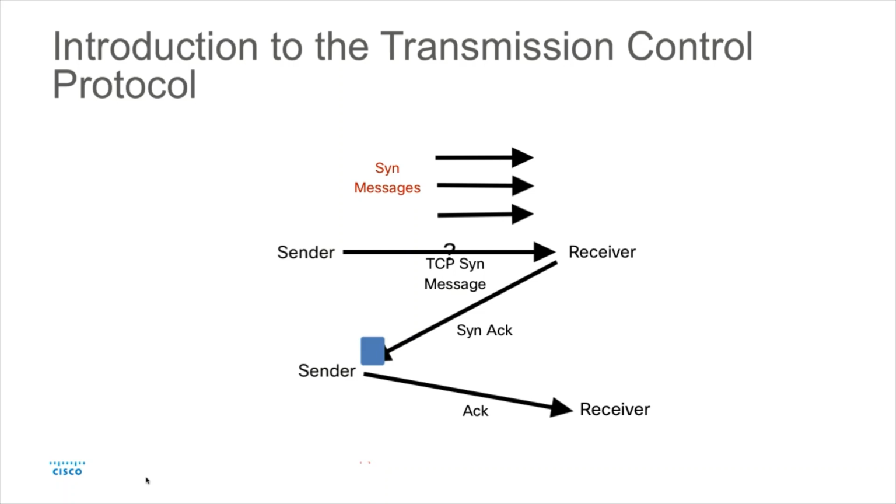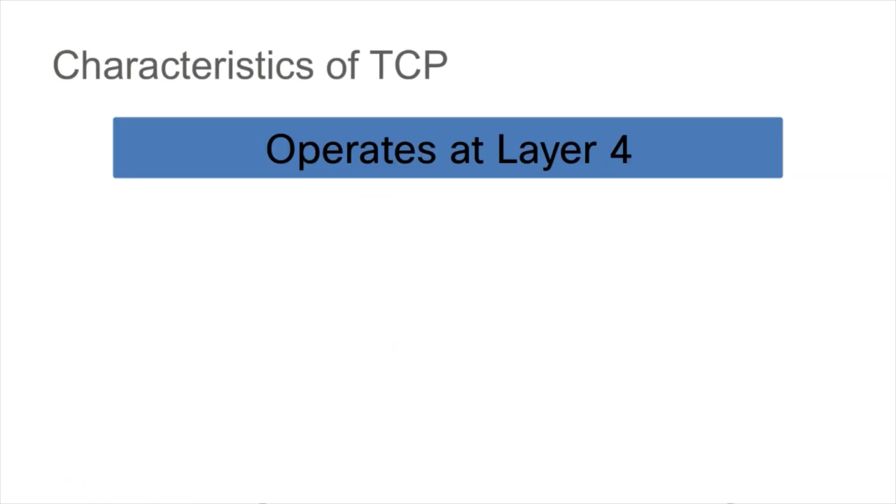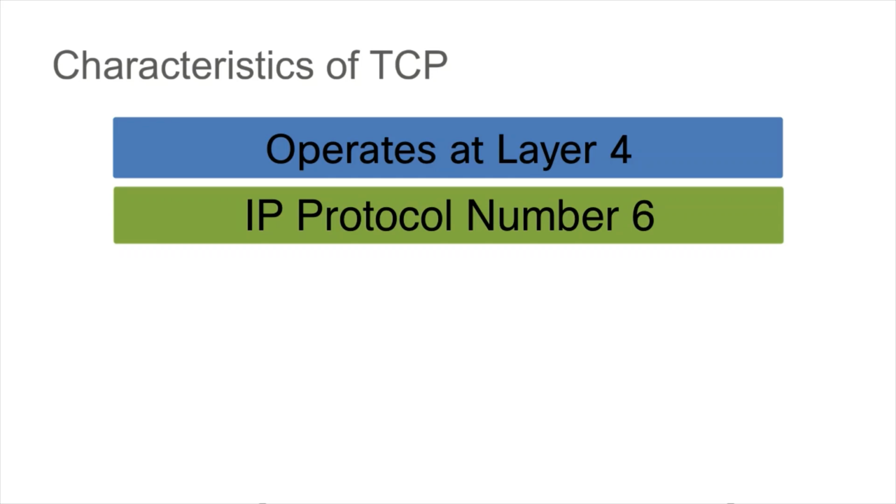It's a must to understand how TCP should function. Now, TCP operates at layer 4 of that OSI model that we've talked about. It's also at the transport layer of the TCP/IP model. And in terms of IP protocol numbers, it is protocol number 6.